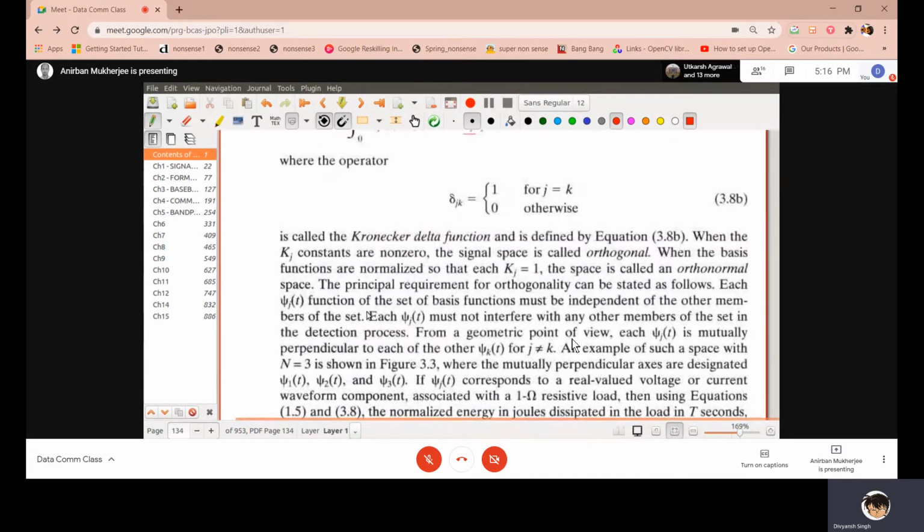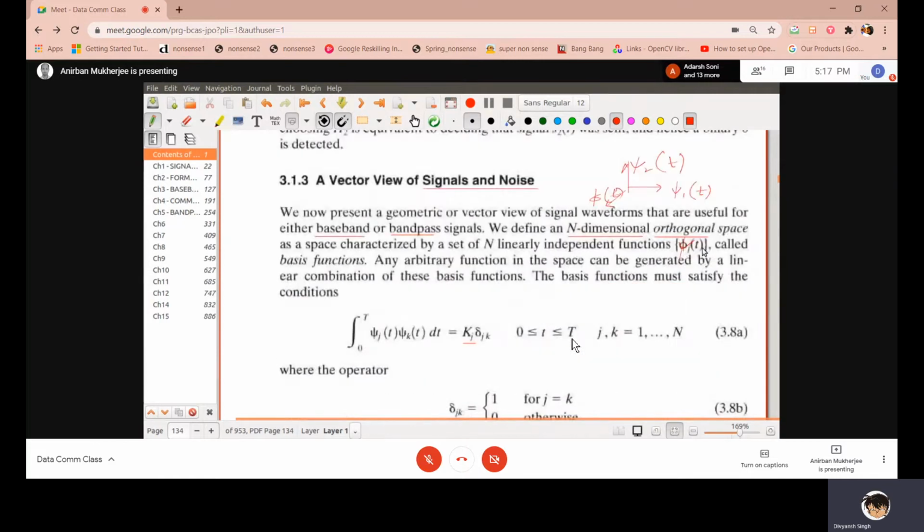Now another thing is that each function of the set of basis functions must be, please remember, linearly independent. It is not statistical. Please remember, it is linearly independent of the other members of the set. That means I have a set of psi 1, psi 2, psi 3. Psi 1 is linearly independent of psi 2, psi 3. Psi 2 is linearly independent of psi 1, psi 3. And psi 3 is linearly independent of psi 1, psi 2. Say here I am making a three-dimensional space. Let's say maybe here it is psi 3.